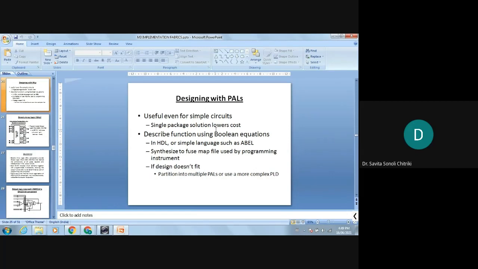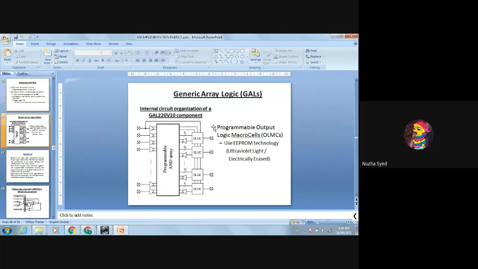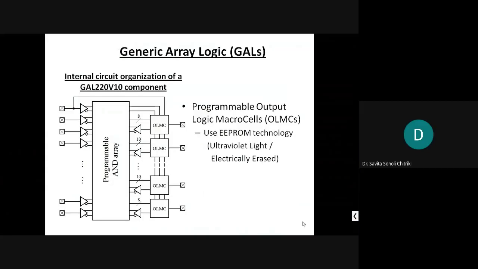So today we'll study the next one, that is GAL. Compulsorily you will get either 16 or 8 or this generic logic arrays for 10 to 12 marks.